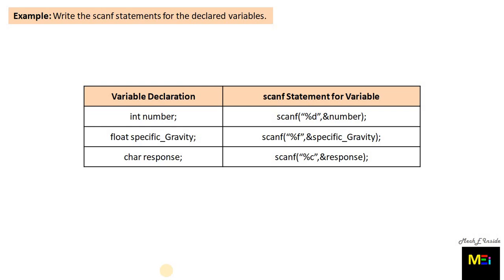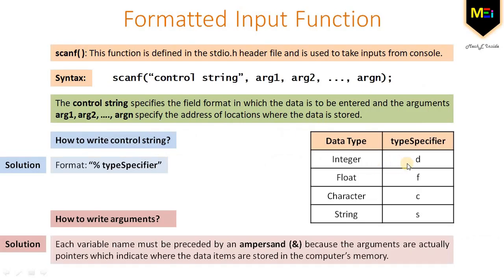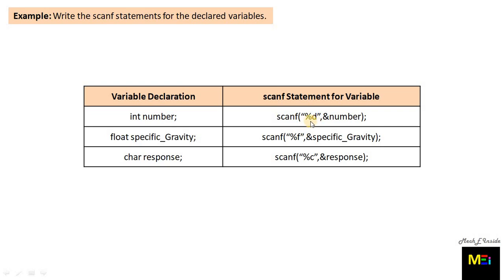The example is, write the scanf statements for these particular declared variables. On the left hand side, you are looking at the variable declaration section where I have declared the variable int number. That means we would like to take the input of an integer. Then the scanf statement is scanf, within the parenthesis, double quote start. The control string starts with percent, and then you have to give the type specifier. For integer, we have type specifier d. So you put percent d, double quotes closed, then comma. Then after that, you have to use the ampersand, then the variable name, then parenthesis close, then semicolon. This would end the scanf statement for taking input into this particular variable.